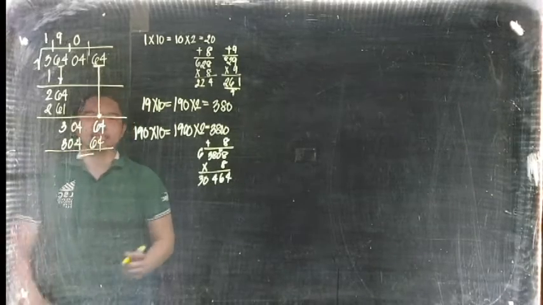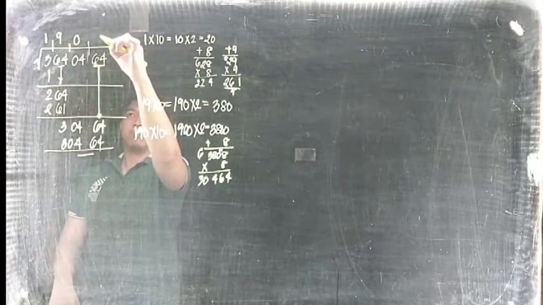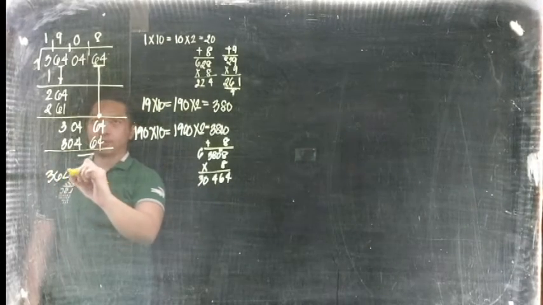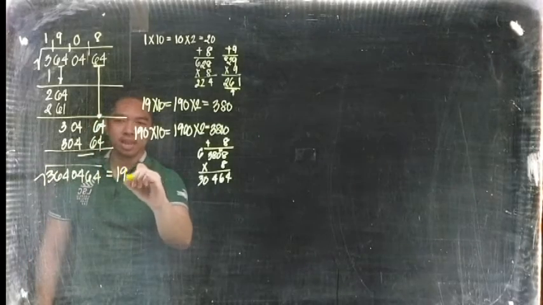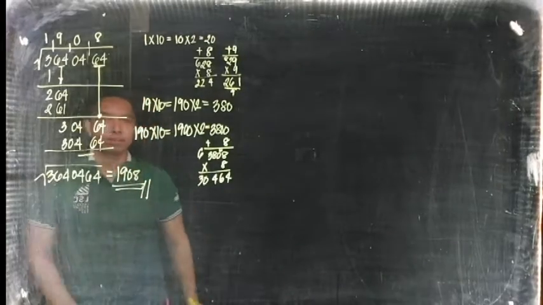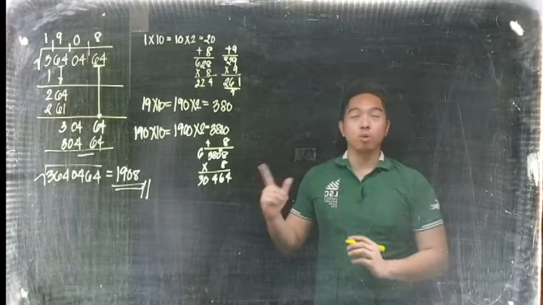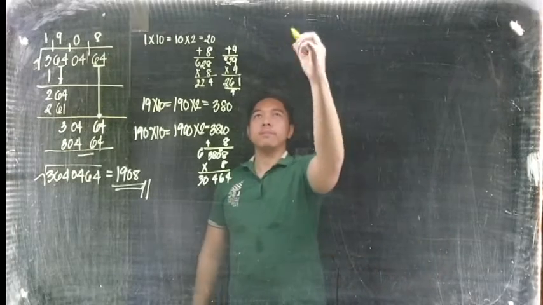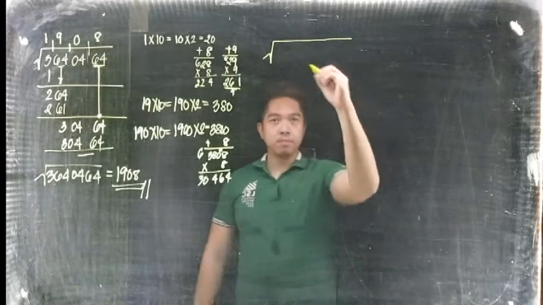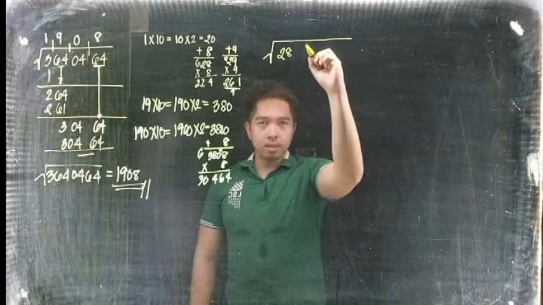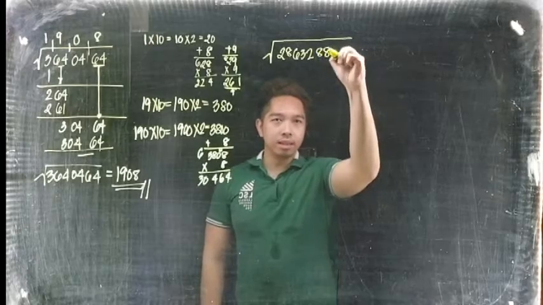Thus, the number is a perfect square. So the square root of 3640464 is equal to 1908, and that is now the answer. So that's how we extract square roots. Now, how do we extract cube roots naman? Okay, so let's have an example here that I just solved a while ago. So that would be 2863288. Okay.